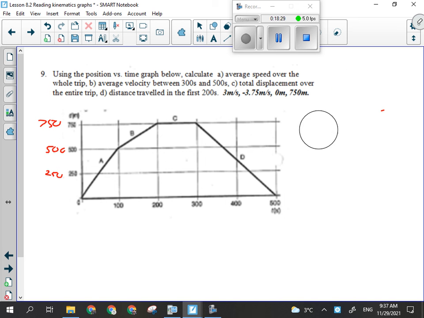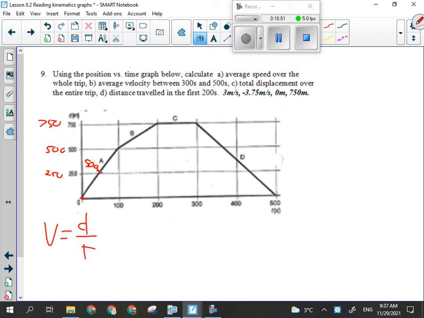So now we'll get to the actual calculations that this question asks us to do. So average speed over the whole trip. All right, if I want average speed, I need total distance and total time. So my total distance means figure out how far it goes in each section of the graph and add them together. Okay, so in this first part of the graph, we go from a position of 0 to a position of 500. So that's 500 meters.